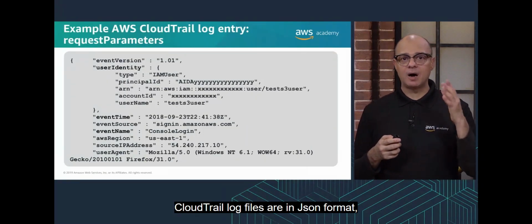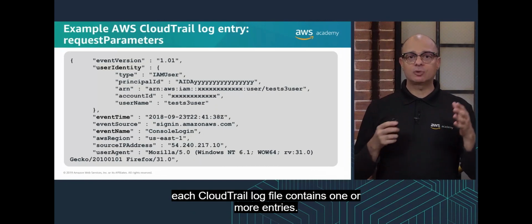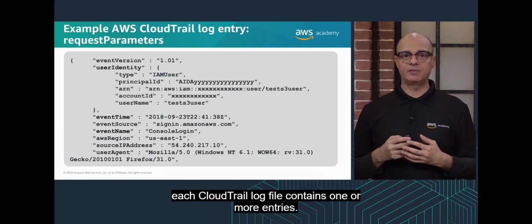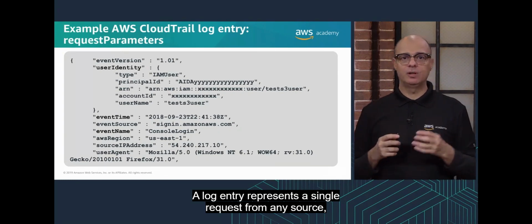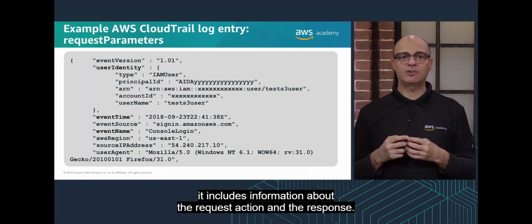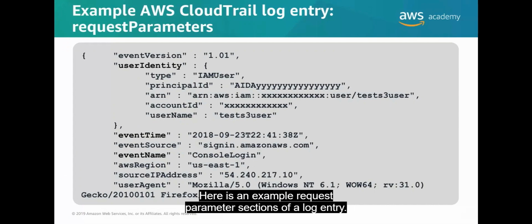CloudTrail log files are in JSON format. Each CloudTrail log file contains one or more entries. A log entry represents a single request from any source. It includes information about the request action and the response. Here is an example request parameters section of a log entry.